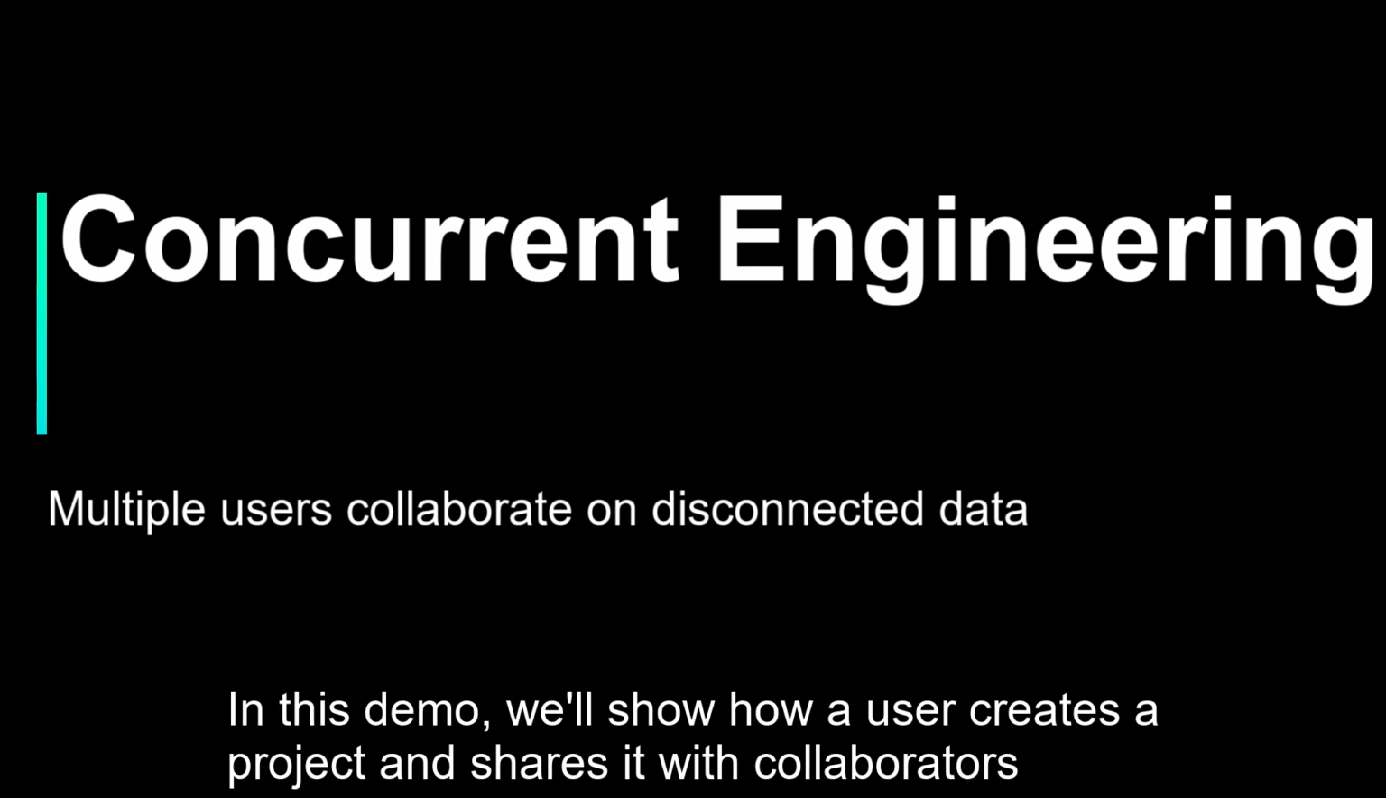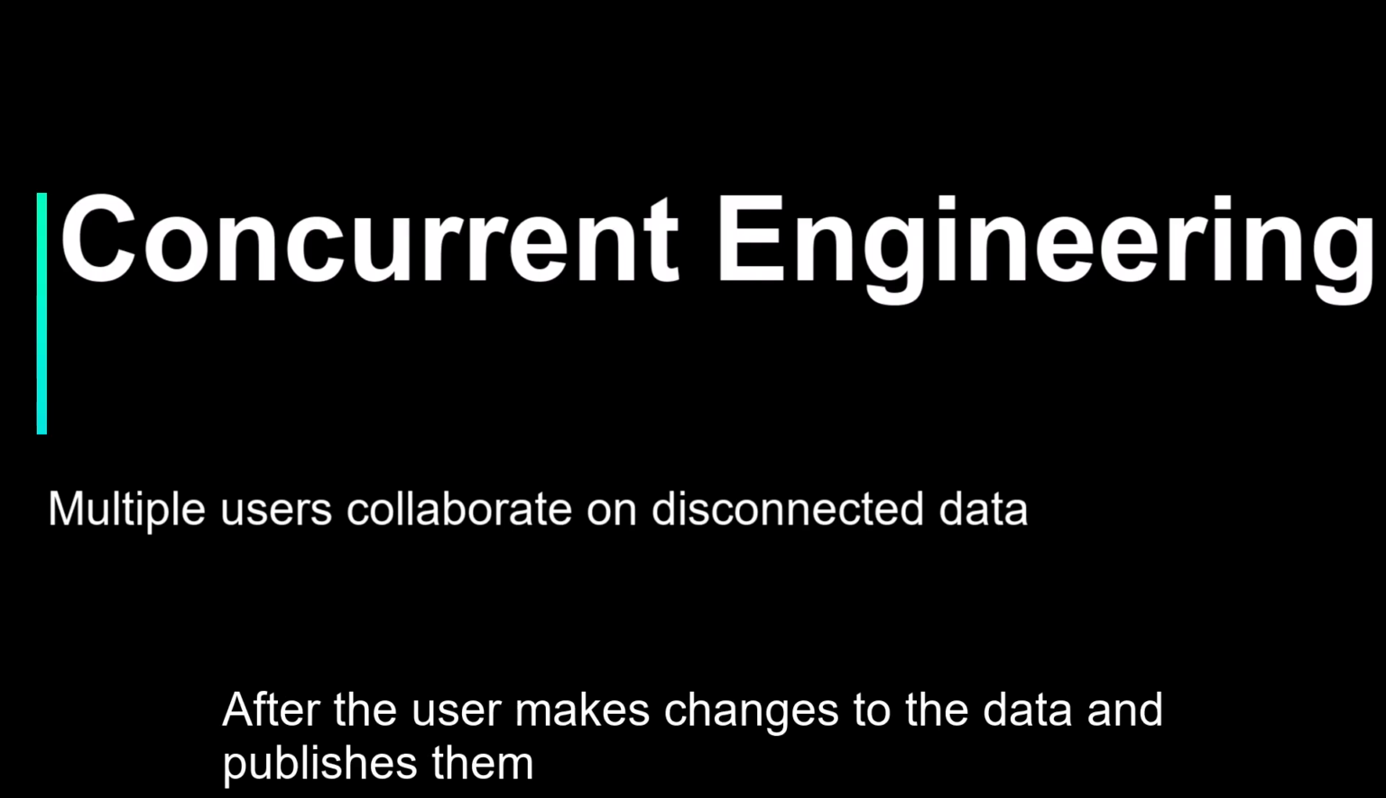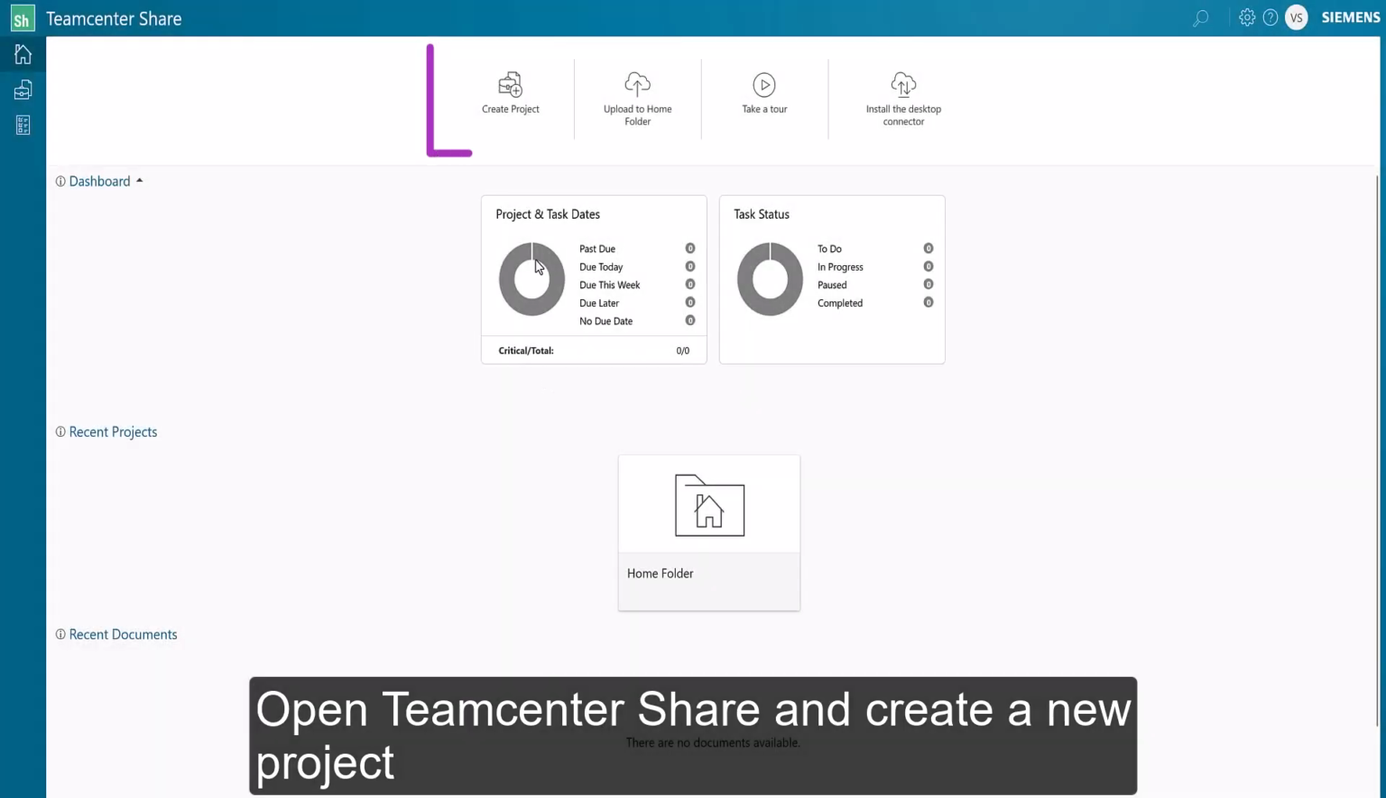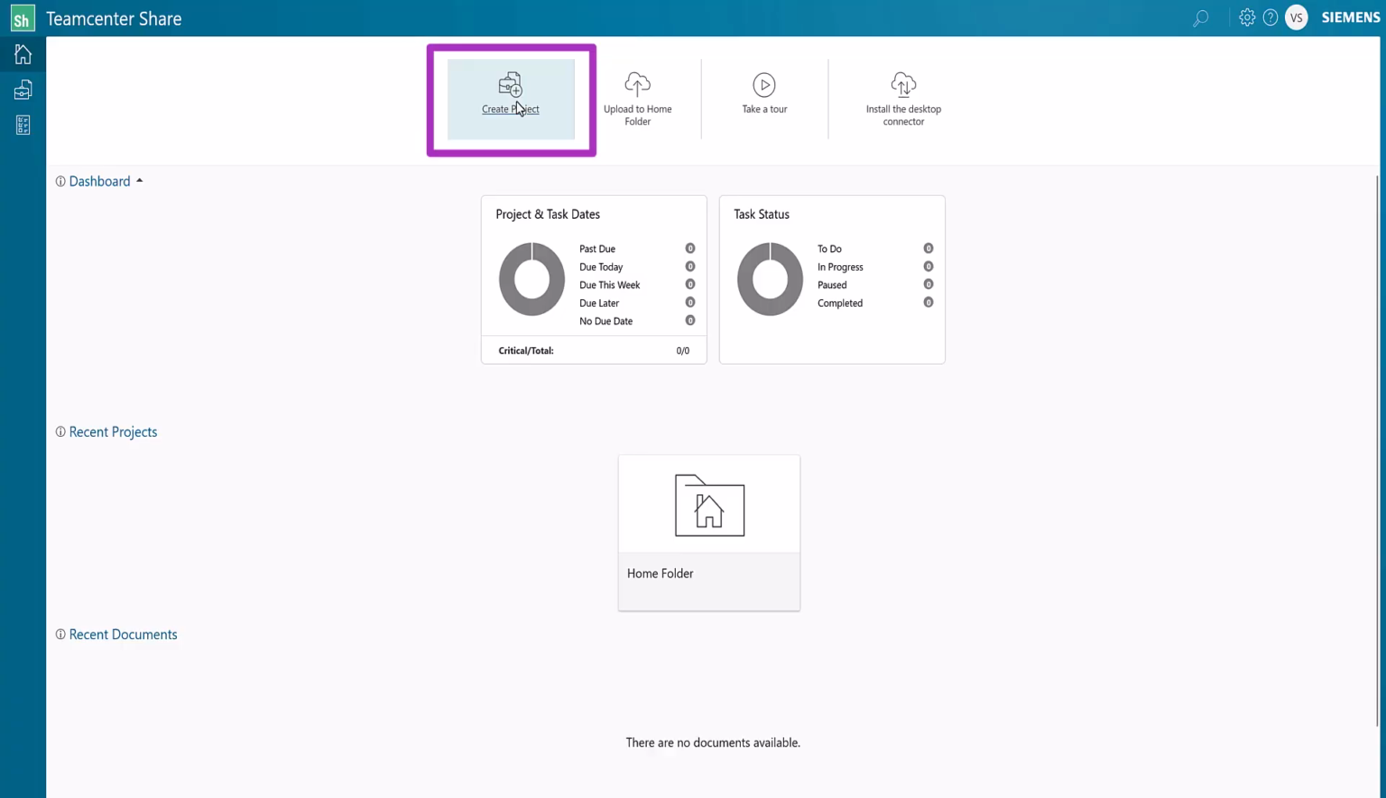In this demo, we'll show how a user creates a project and shares it with collaborators. After the user makes changes to the data and publishes them, collaborators can implement these changes to display the latest data. Open Teamcenter Share and create a new project.